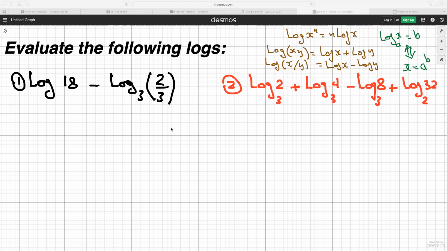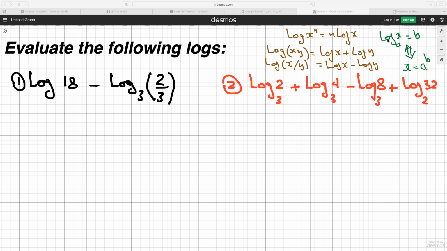So here are two questions for evaluating logs. Now I want you to remember these rules right here. So log x to the power n, you could bring the n down. That's the power rule, and that becomes n log x. If you have log xy, they're multiplied, you could change it to log x plus log y. Or if you have log x over y, you could change that to log x minus log y when it's division, okay? Because x over y means dividing.